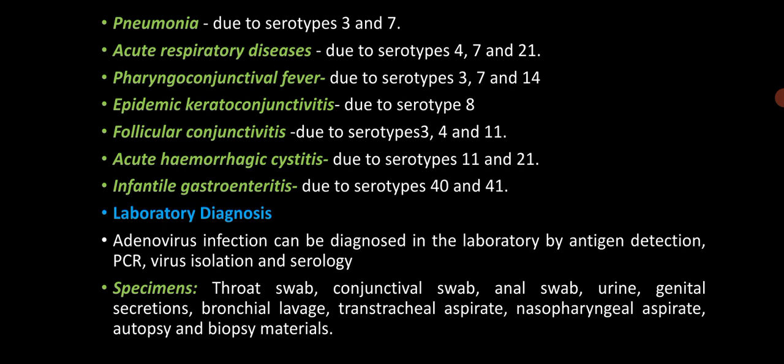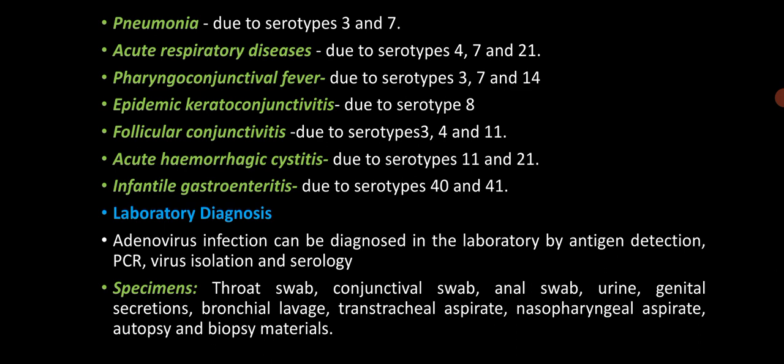The antigens produced by the viruses are detected in the laboratories. That is one technique, and we can also employ the PCR technique. The virus can also be isolated using cell lines such as HeLa, HEp-2, and other human kidney cells. The serological test is also used to diagnose the presence of these viruses and infections.